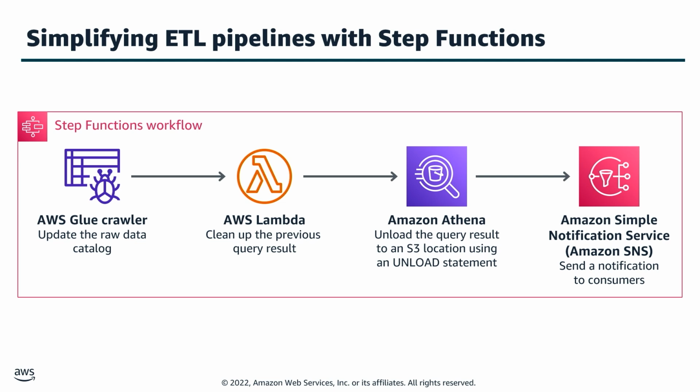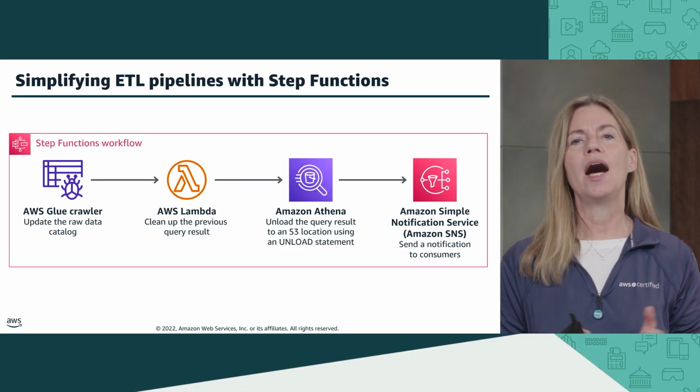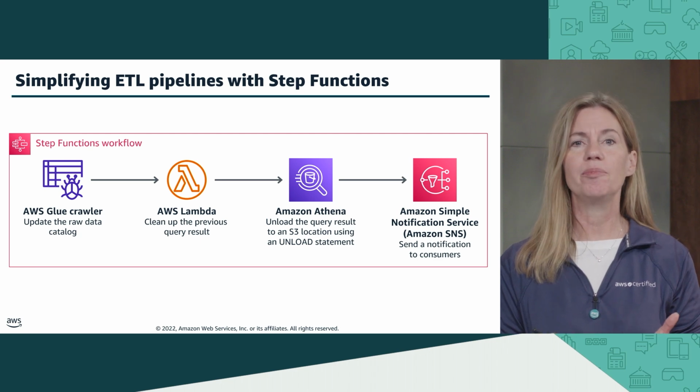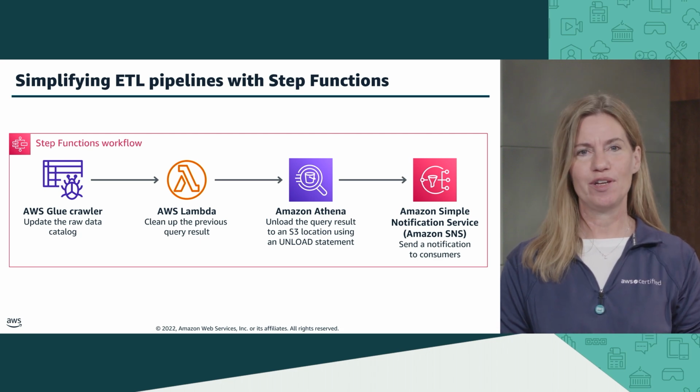In the example on the slide, the raw data is in a tab-separated values, or TSV, format, and the data is ingested daily. As information is ingested, the AWS Glue crawler is used to provide updates to the raw data catalog. You use the Athena UNLOAD statement to convert that data into Parquet format. After conversion, you send the location of the Parquet file as an Amazon Simple Notification Service, or SNS, notification. You can use Amazon SNS to notify downstream applications to take further action. One common example is to initiate a Lambda function that uploads the Athena transformation result into Amazon Redshift.